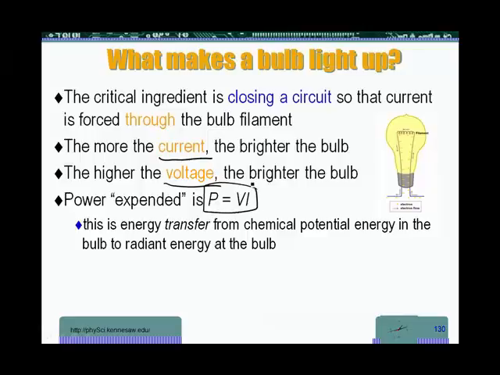Now what the light bulb does, it takes the chemical potential energy from the light bulb and changes it into radiant energy at the bulb and heat energy.